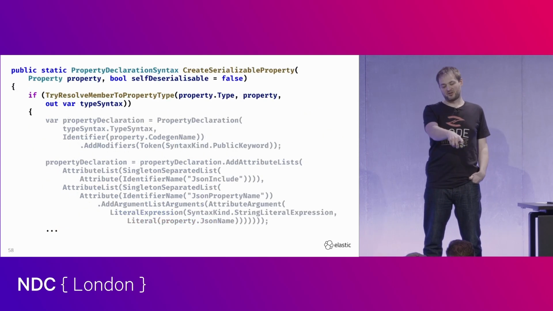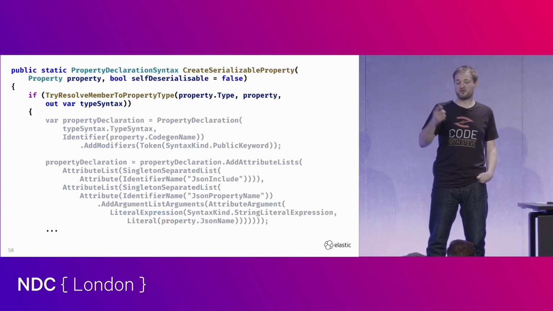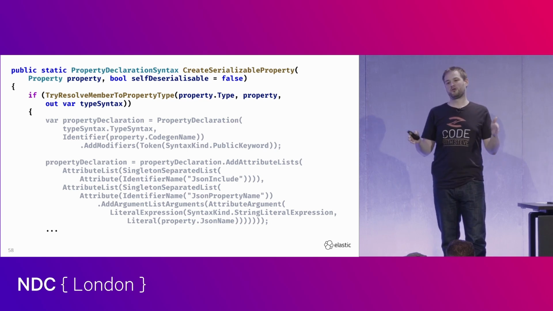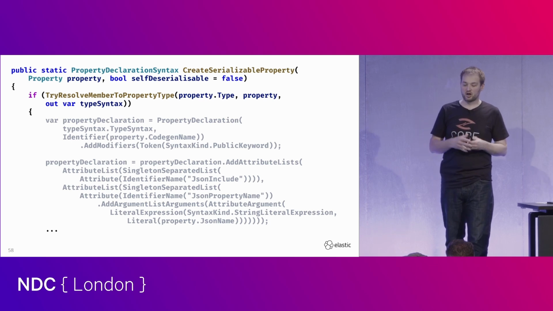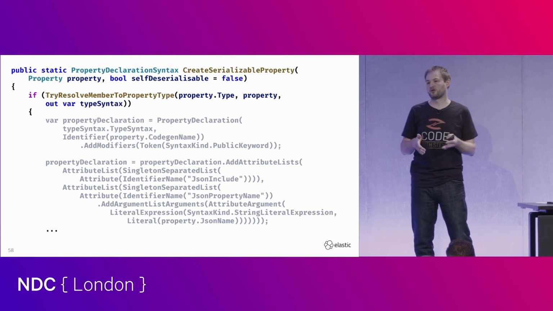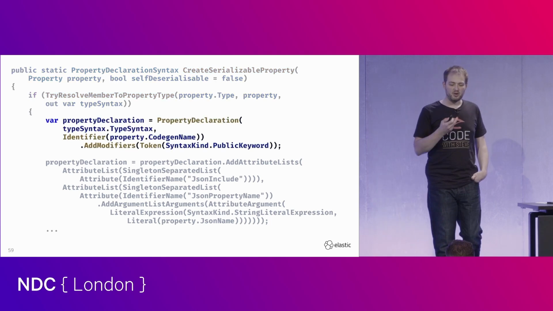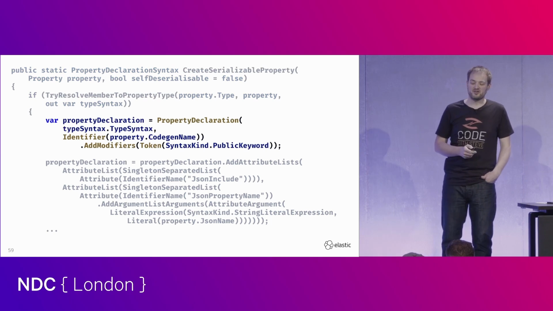So I take in a property here, which is basically what represents a property in my context. I do some type name resolution to find out what the fully qualified name of the type is. So rather than figuring out what using declarations each file is going to need, I generally just use the fully qualified name of the type where we're declaring properties and things like that. So once I have that information, I can create the property declaration.